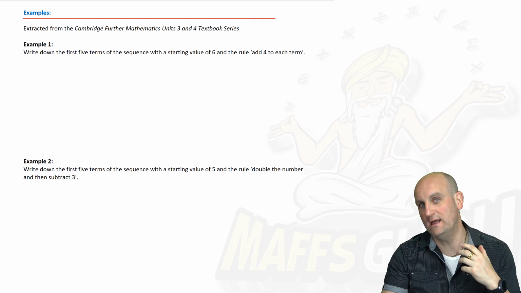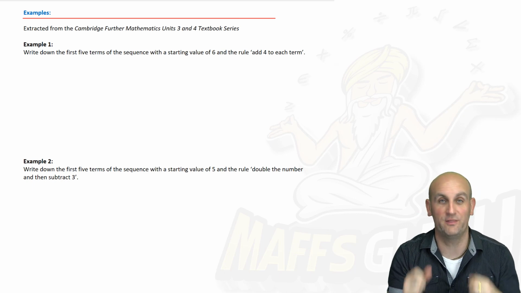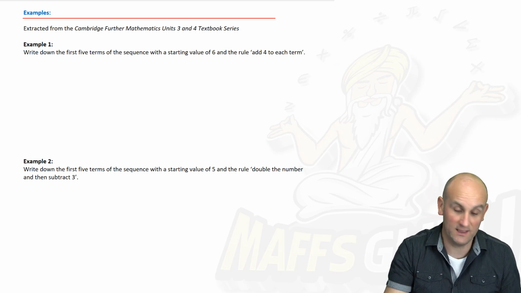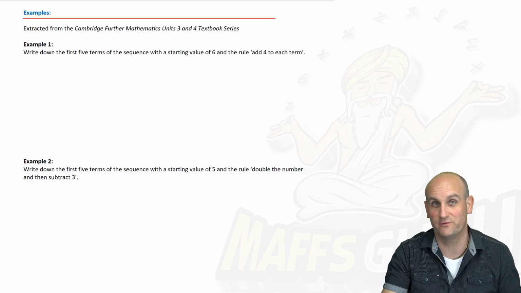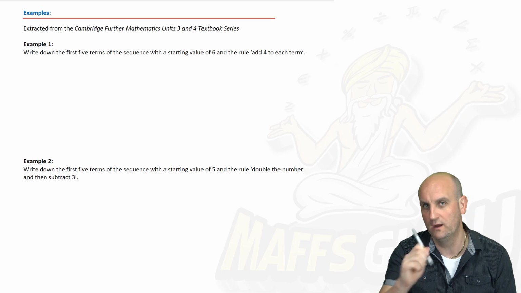Now, the Cambridge Further Maths textbook people have very kindly said I can use their examples, and thank you so much for allowing me to do that. They literally are awesome, and it makes my course 10 times better. But here's example 1. Write down the first 5 terms. What's a term?